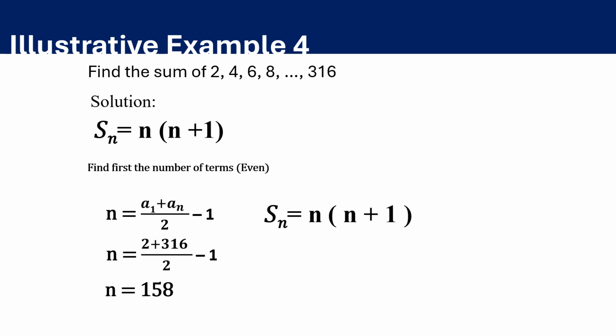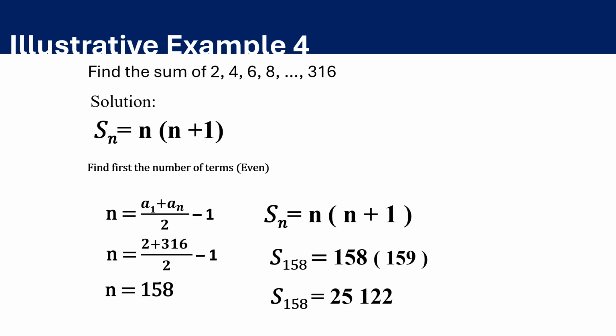So, using the formula, S sub n is equal to n times n plus 1. So, that would be 158 times 159. Tama? N is 158 times your n plus 1 is 158 plus 1, which equals 159. So, ita-times lang yung dalawang yan. 158 times 159 is equal to 25,122. And that will give you the sum for this sequence. Again, this formula is only used for even numbers kind of sequence.